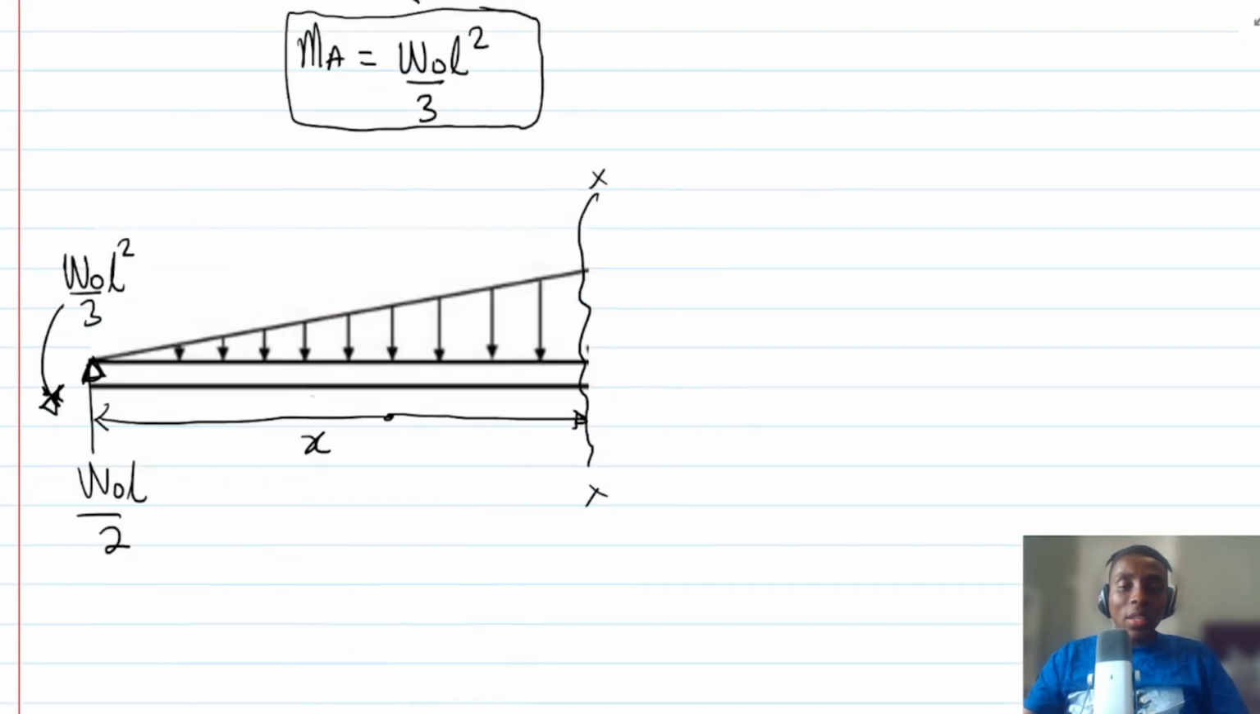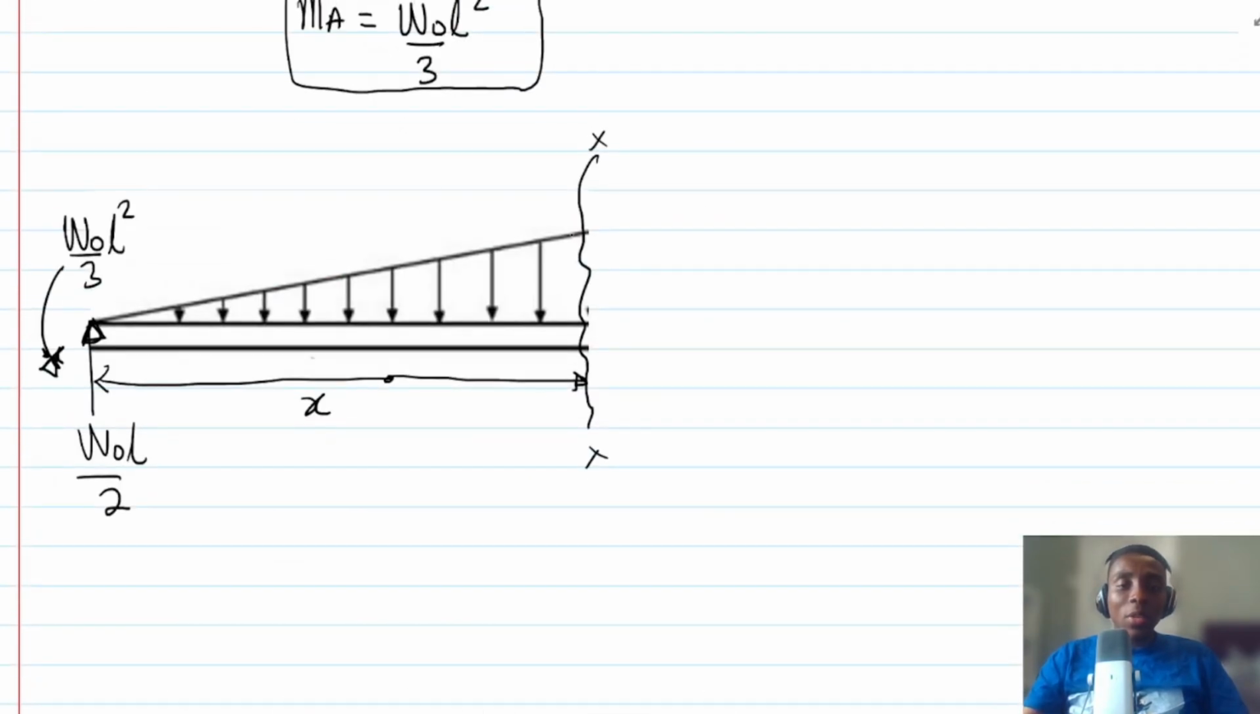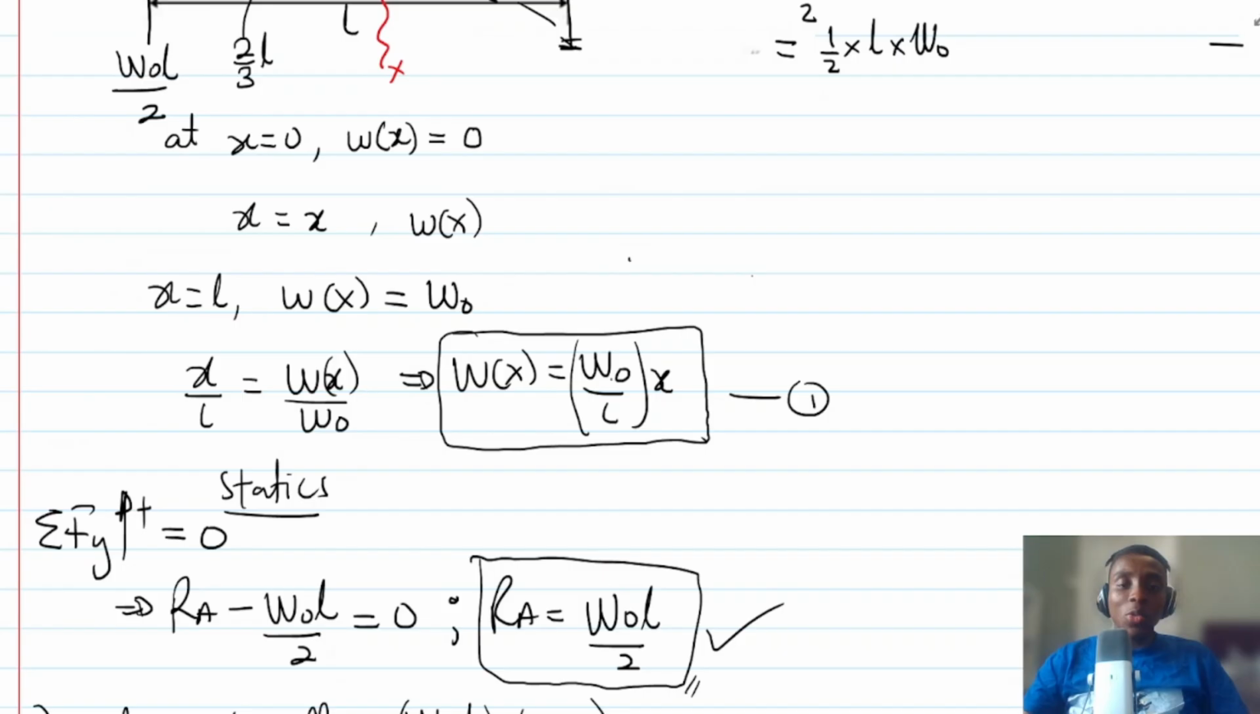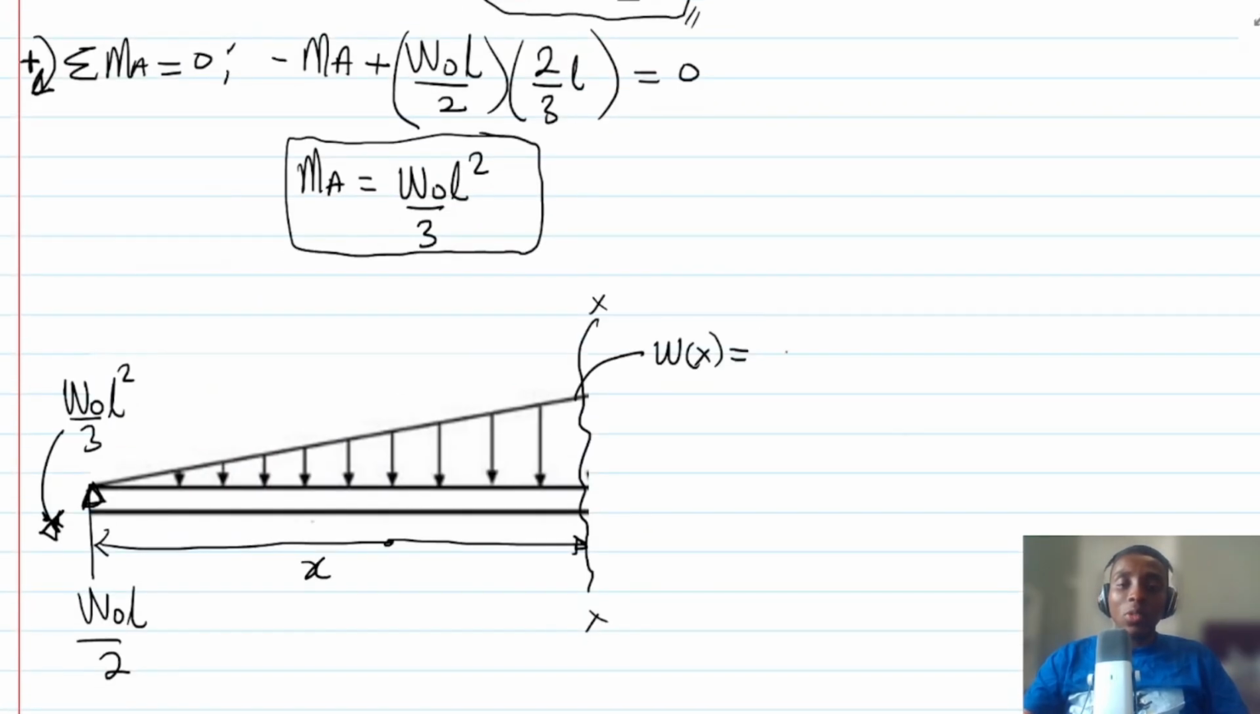So the same thing, if we have a uniformly varying load, let's call the intensity at any section, since we have taken the section, Wx. We said that Wx will be given by what? Don't forget, Wx will be given by W naught over L multiplied by X. So it will be W naught over L multiplied by X.